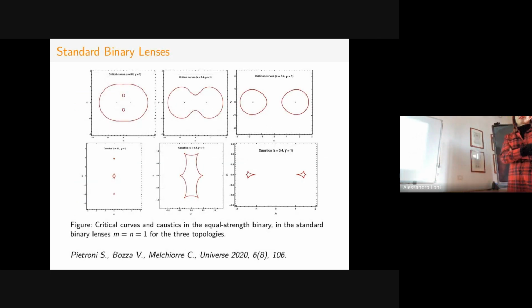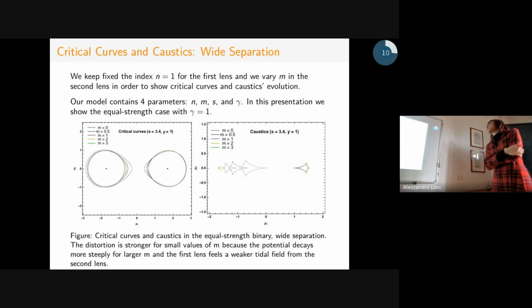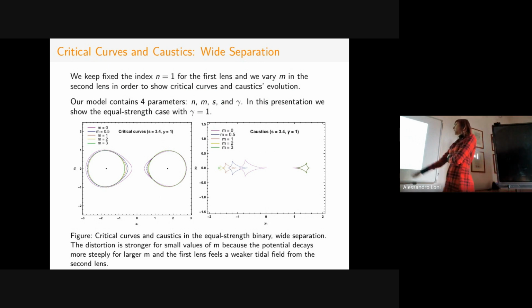So we start from the standard binary lenses, so the Schwarzschild case with the two indexes equal to 1. So we have the critical curves here at the top and the corresponding caustics below, starting from the close case to the wide separation. Starting from these red lines, we can see the caustics evolution. So we decided to keep the first lens with the index equal to 1, and then we varied the index for the second lens in order to study the caustic evolution.